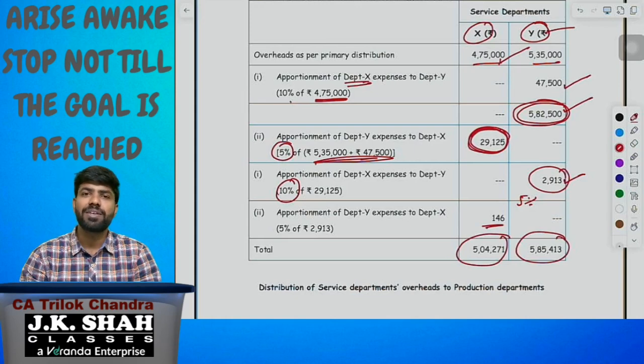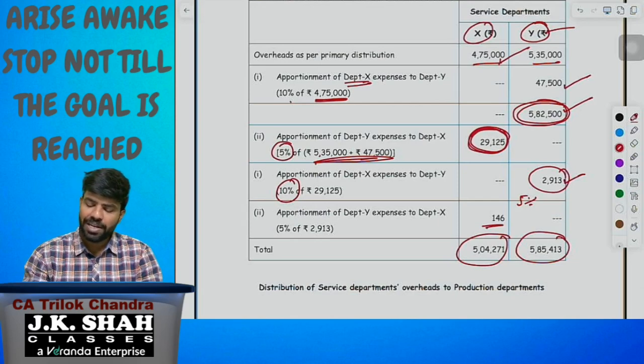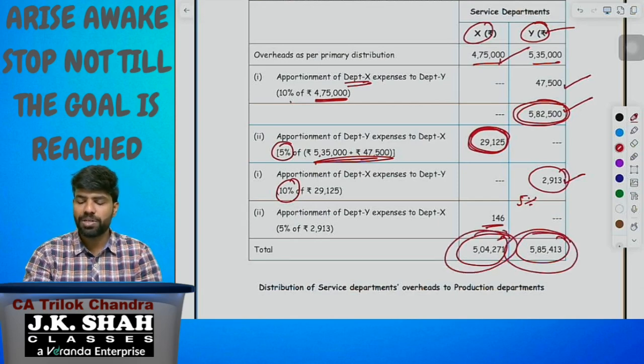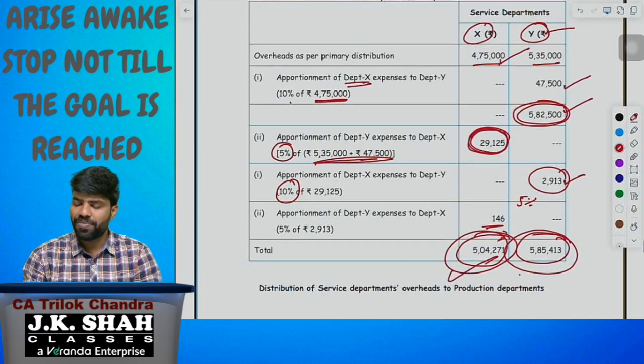In the simultaneous equation method, we'll form the equations by taking total overheads of X department as X, total overheads of Y department as Y, and we'll calculate X and Y, which is called total overheads. Instead of forming the equations, directly we are calculating by apportioning between the departments, X value, Y value. Total overheads of X department is 5,04,271. Total overheads of Y department is 5,85,413. Using this, now we are going to do the apportionment.